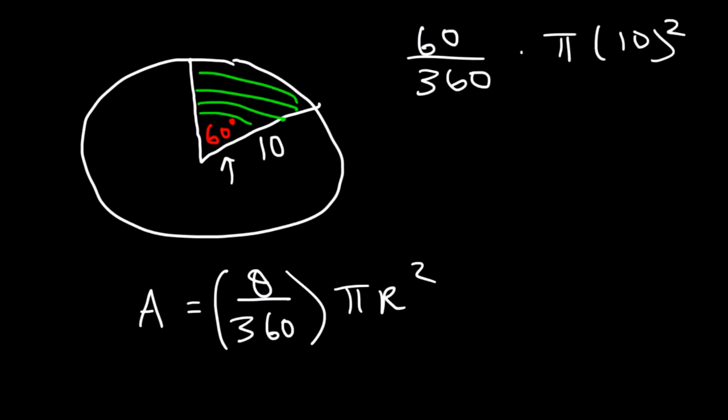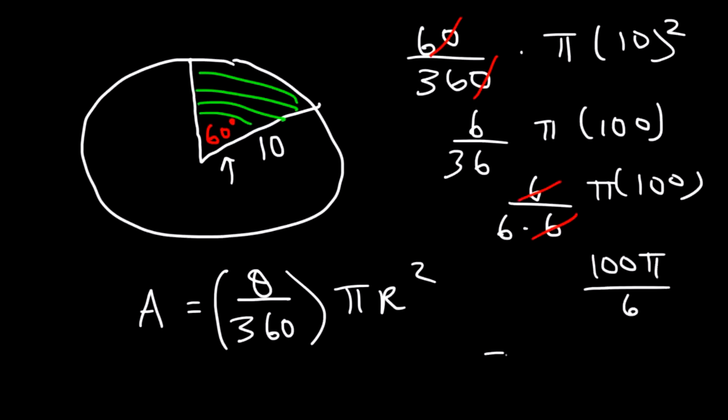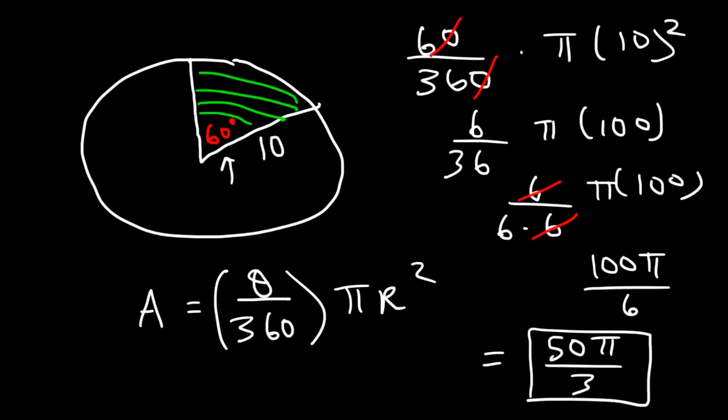Now 60 divided by 360, what we can do is cancel a 0. So we have 6 divided by 36. And 10 squared is 100. Now, 36 is basically 6 times 6. So we can get rid of one of the 6 values. So we're left with 100 pi divided by 6. Now we could reduce the fraction. If we divide both numbers by 2, half of 100 is 50, half of 6 is 3. So it's 50 pi divided by 3. So that's the area of the sector.